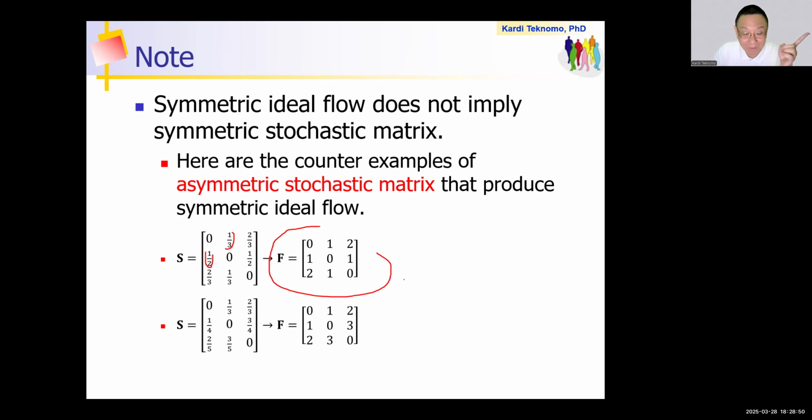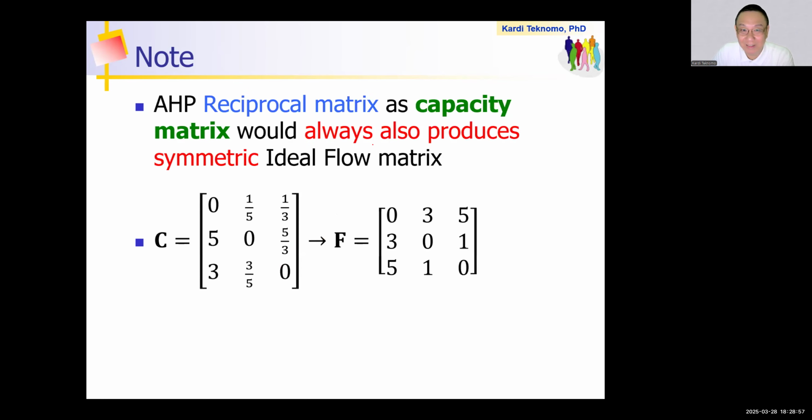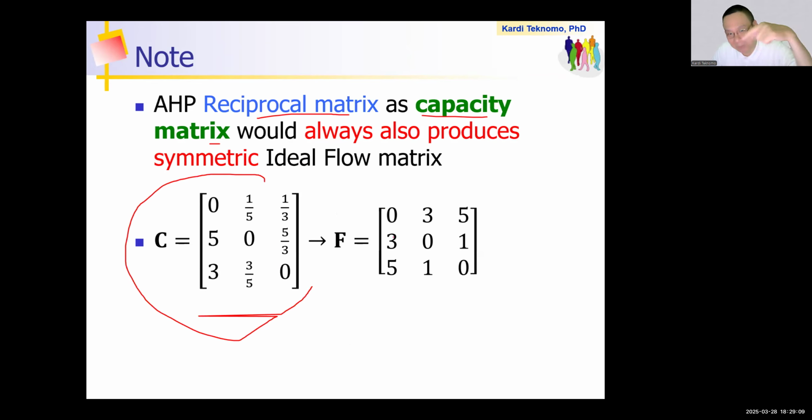Okay, and last time you also learned about AHP. Remember, right? So if you use an AHP reciprocal matrix as the capacity matrix, like this, then you will also always get a symmetric ideal flow matrix. So this is another interesting point. When I see this, it blows my mind. Oh, I can see the connection between all these dots.